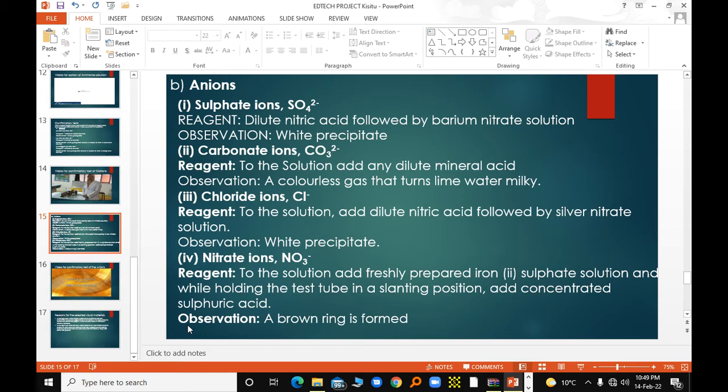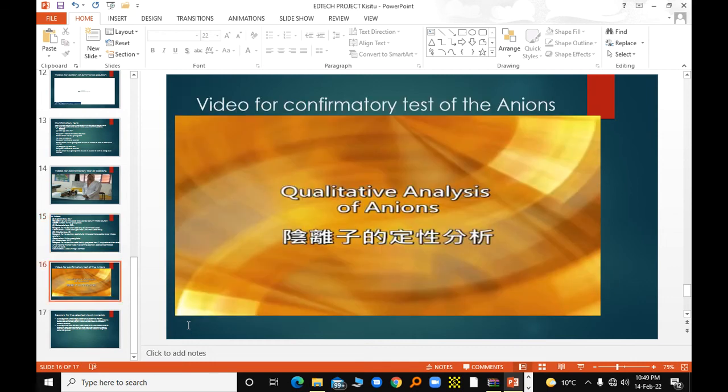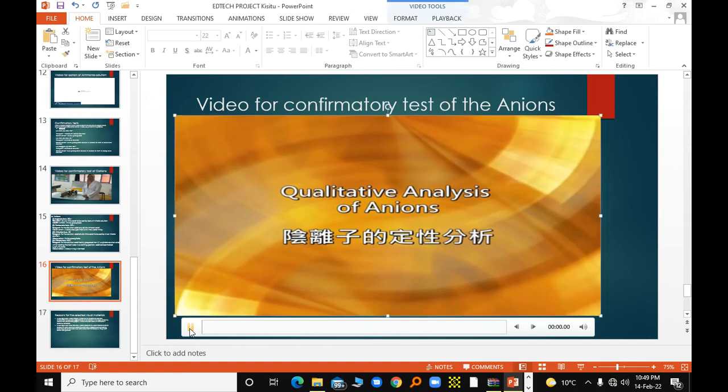Nitrate ions. The reagent to be used is freshly prepared iron sulfate, which we add in the test tube where we suspect nitrate ions. We hold the test tube in a slanting position and add drops of concentrated sulfuric acid. We see the brown ring. This is the video evidence.